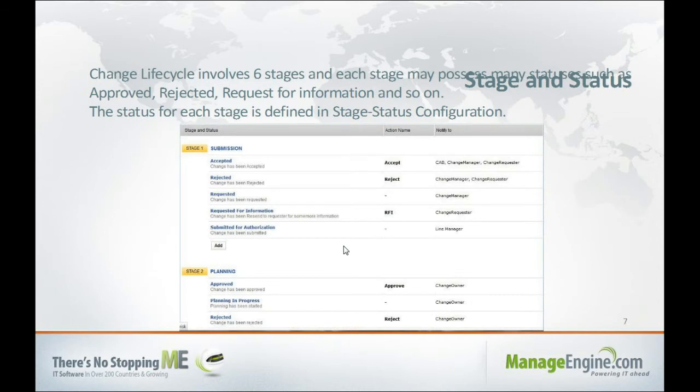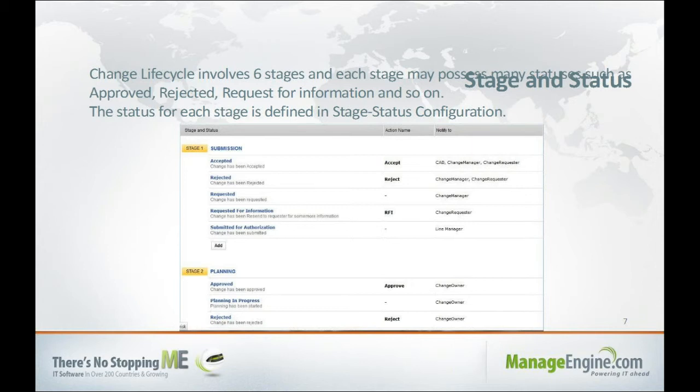I'll move on to the stage and the status. The change life cycle involves 6 stages. It's exactly how it is right now: the submission, the planning, the approval, the implementation, the review, and the closure.